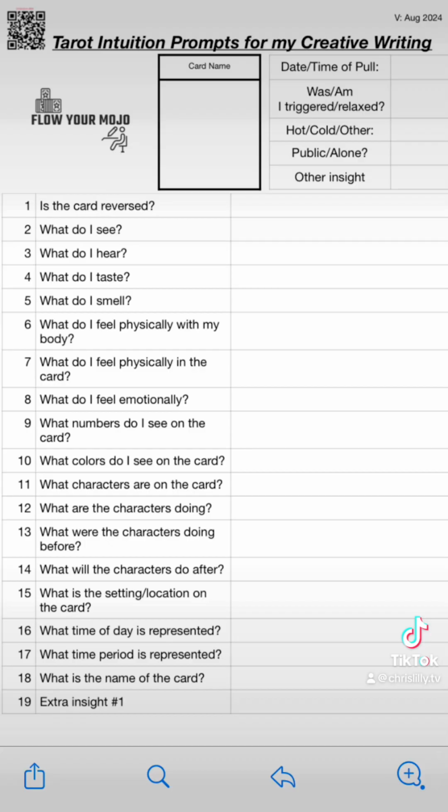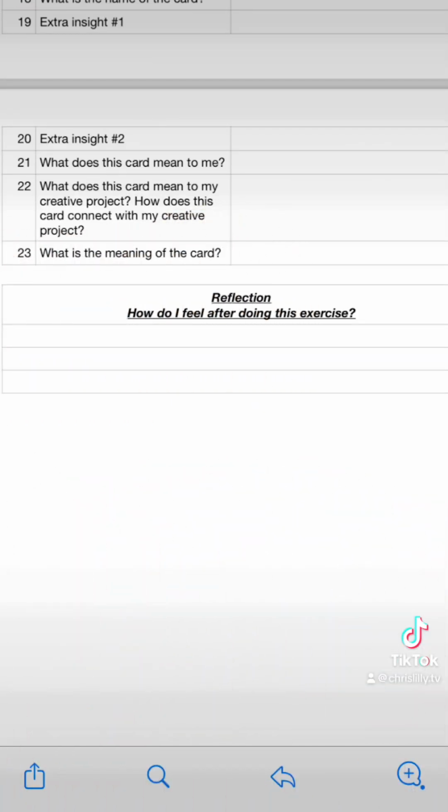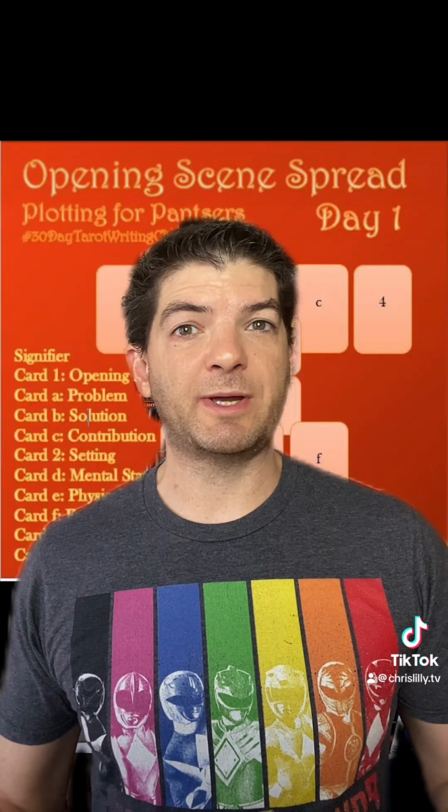This is the first set of prompts you're going to use when reading the tarot card. And this is your second set of prompts. And this is the full spread for those of you who are behind or want to work ahead.